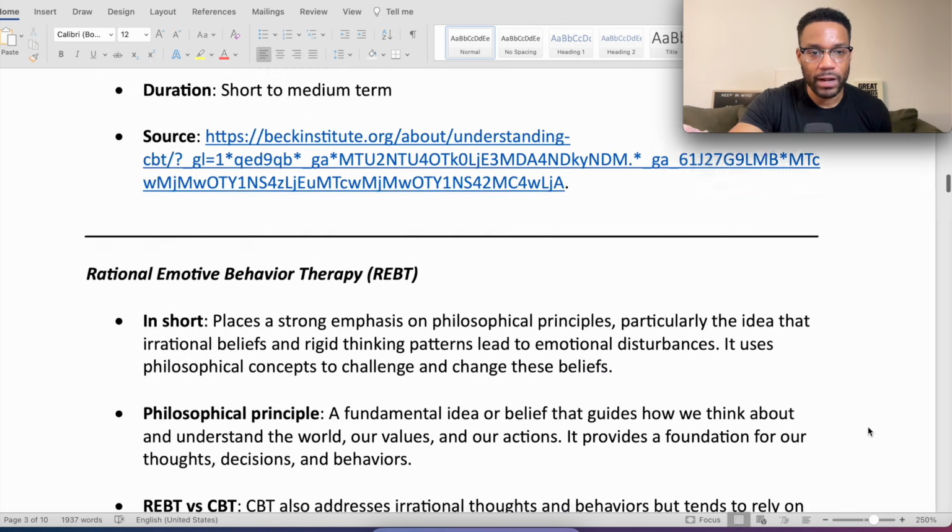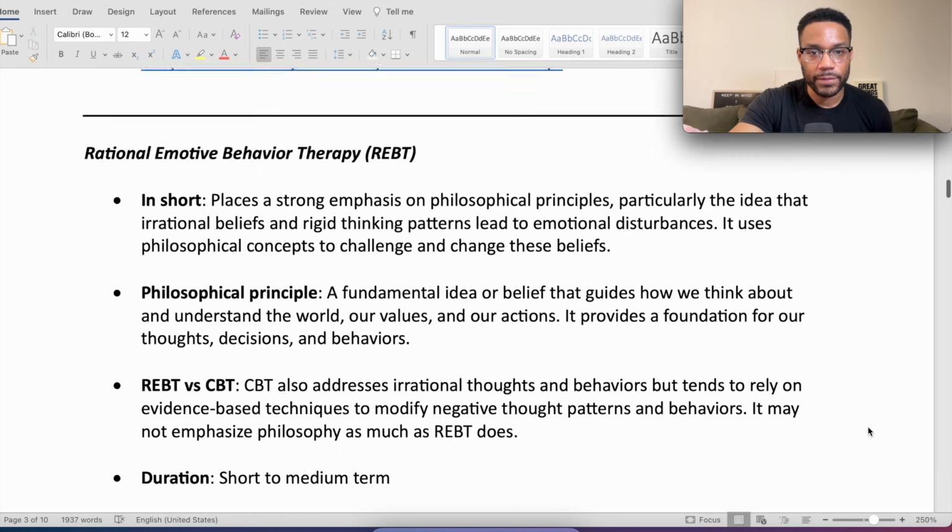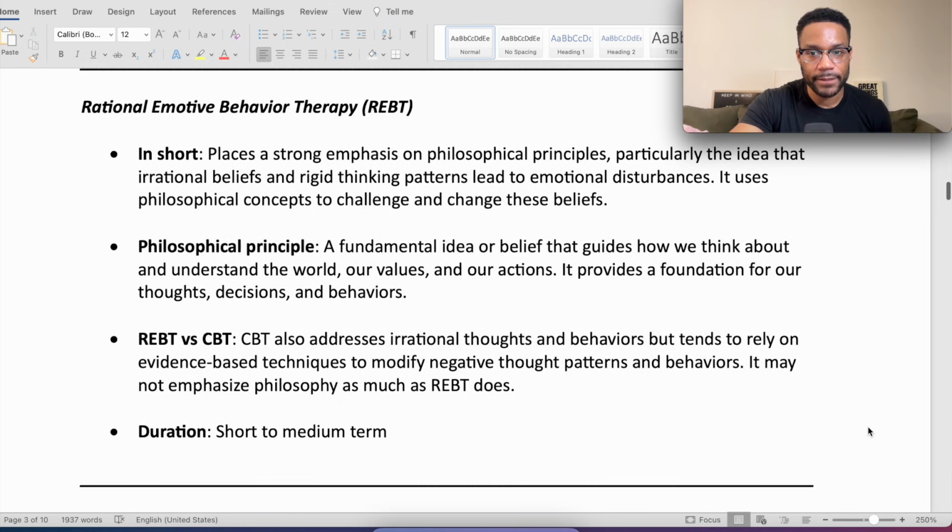Next up, we have rational emotive behavior therapy or REBT. In short, it places a strong emphasis on philosophical principles, particularly the idea that irrational beliefs and rigid thinking patterns lead to emotional disturbances. And they also have something called the philosophical principle, a fundamental idea or belief that guides how we think about and understand the world, our values, and our actions. It provides a foundation for our thoughts, decisions, and behaviors.